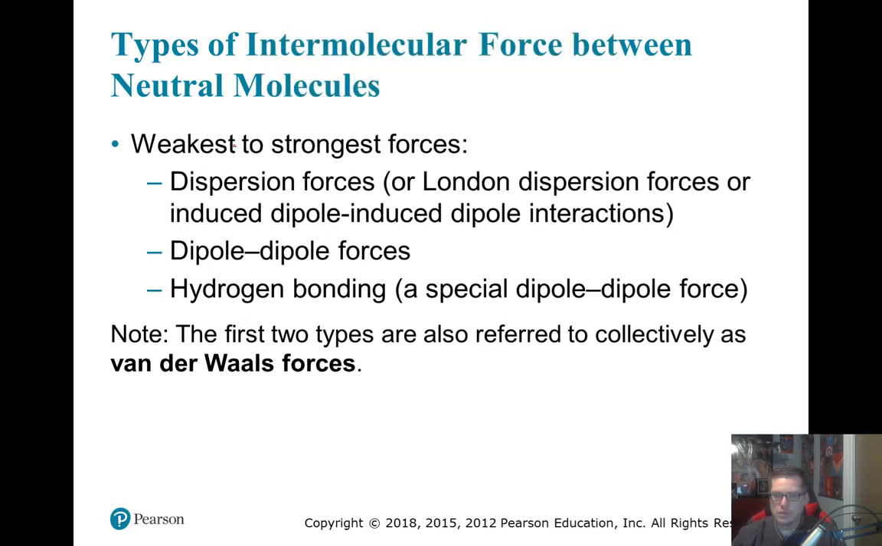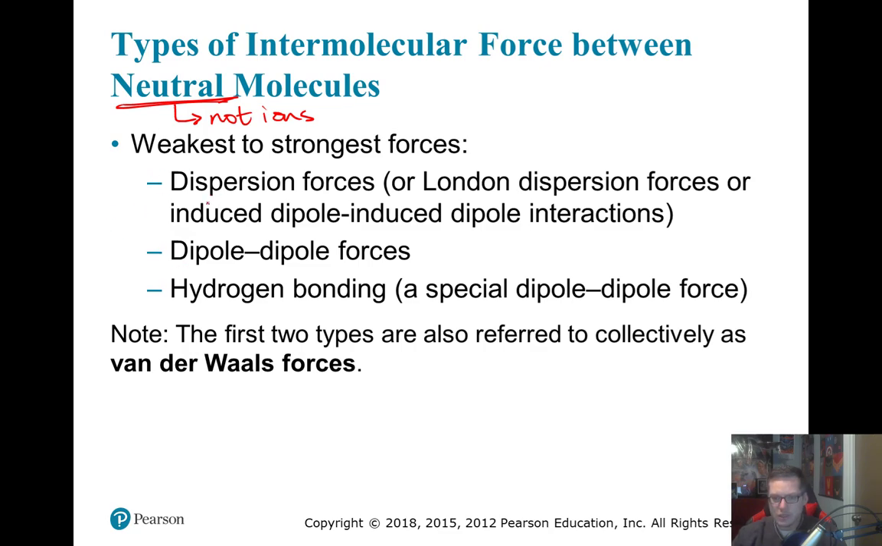So between neutral molecules, weakest to strongest. When we say neutral, essentially what we're saying is that they do not have charges, so they're not ions. But they can have a dipole. They can be polar. Neutral molecules can still be polar. They just don't have an overall charge. So don't let that confuse you.